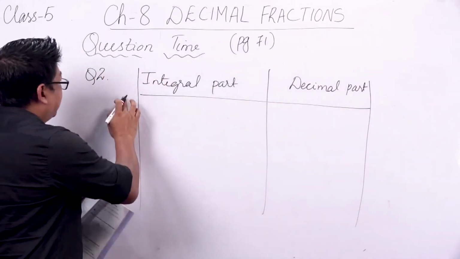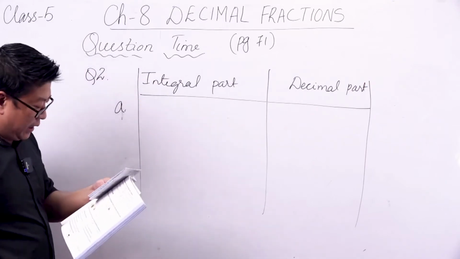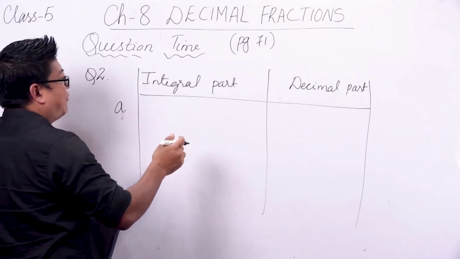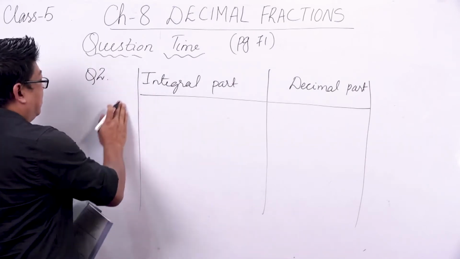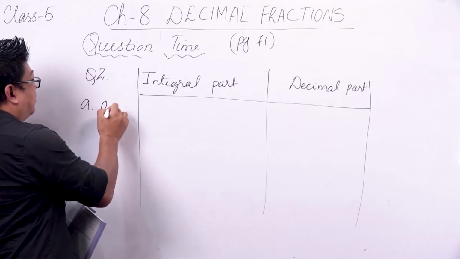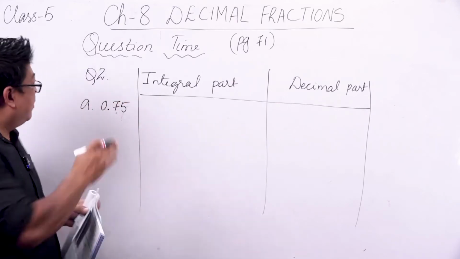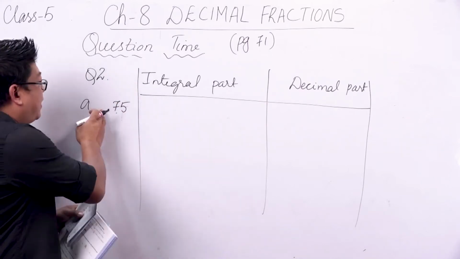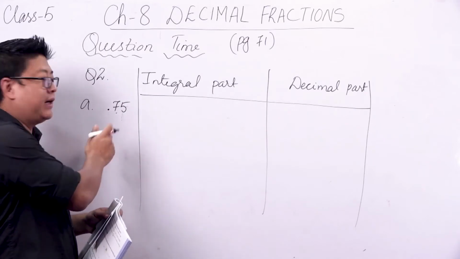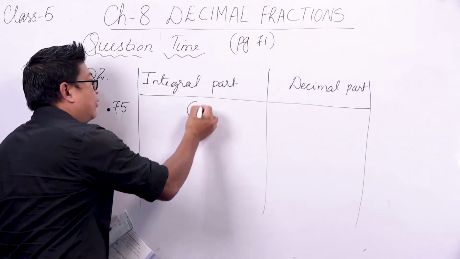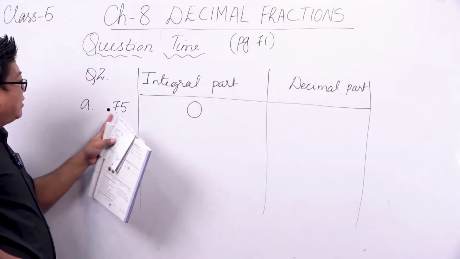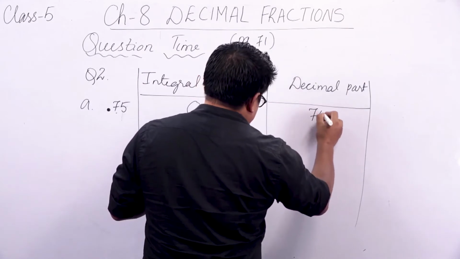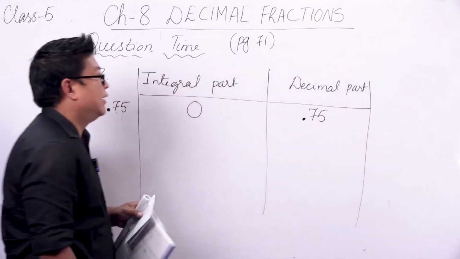The first one is A. A is given as 0.75, all right? So 0.75 integral part, let's write here A 0.75. Sorry, only 0.75 is given. But I have already told you earlier, if there is no number before the point, automatically you'll put a 0 because this side is integral part, right side is decimal part. So on the right we have this with the decimal, all right?